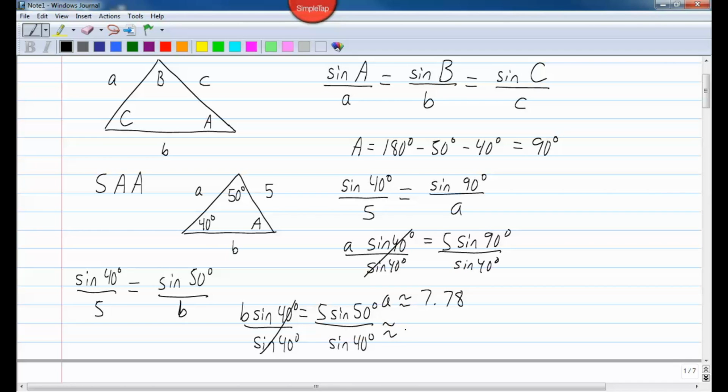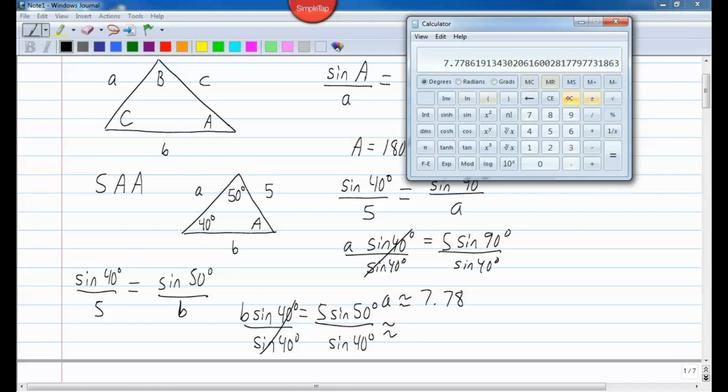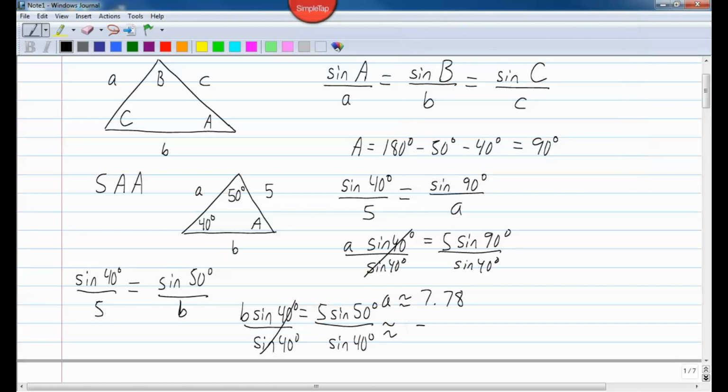Alright, so now I can approximate for B. So B is equal to 5 times the sine of 50 divided by the sine of 40. Alright, so side B is approximately 5.96. So now I've solved for all of my sides and all of my angles.